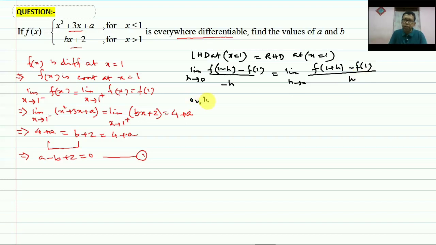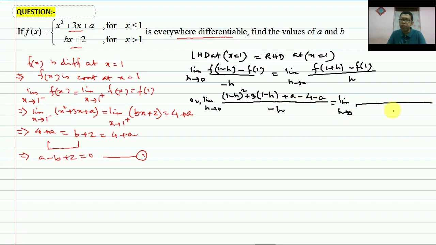Okay, so write the limit as h tends to 0 of f of 1 minus h, that means x is less than 1. For x less than 1, the function is x square plus 3x plus a. So replace this x by 1 minus h. Carefully write: 1 minus h whole square plus 3 into 1 minus h plus a, minus f of 1, that means the value of the function f of x at x equal to 1. At x equal to 1, it will be 1 square plus 3 into 1 plus a, that is 4 plus a. So write 4 plus a, and because there is a minus sign, minus 4 minus a, whole divided by minus h. And on the right side, this is the limit as h tends to 0.